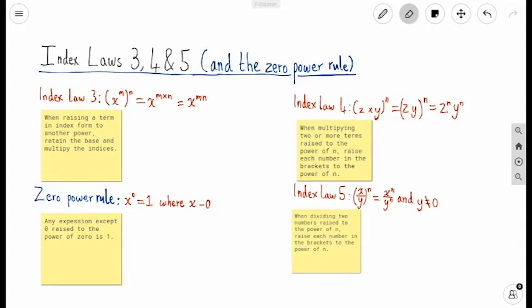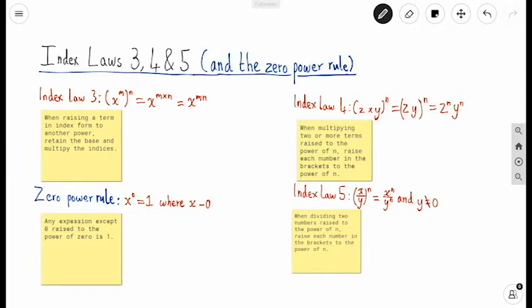When raising a term in index form to another power, like x raised to m in brackets raised to n, retain the base and multiply the indices. So we keep the x, but we multiply m and n together, giving us x raised to mn.